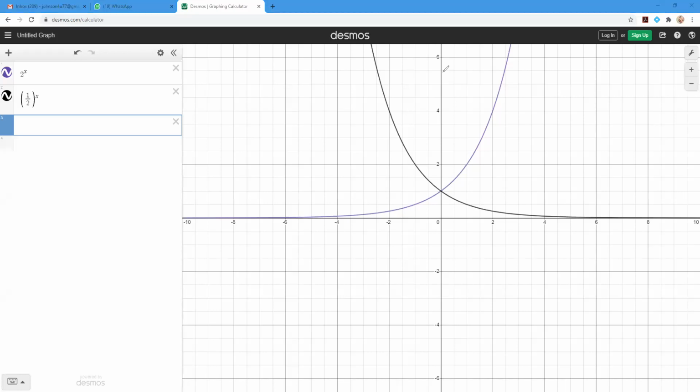See that 2 to the power x, look at the function, it is increasing. That means when you are moving from left to right, you can see that the function is increasing like this.